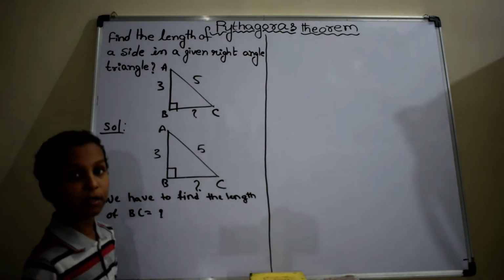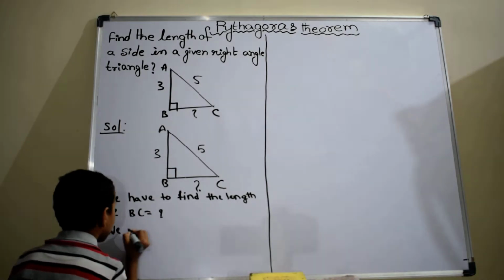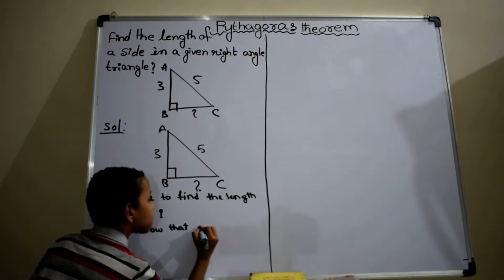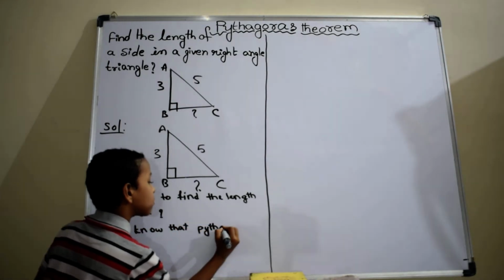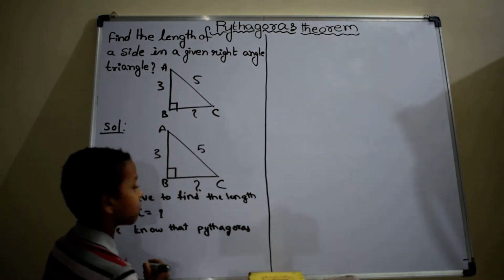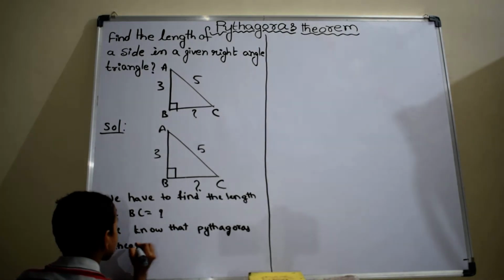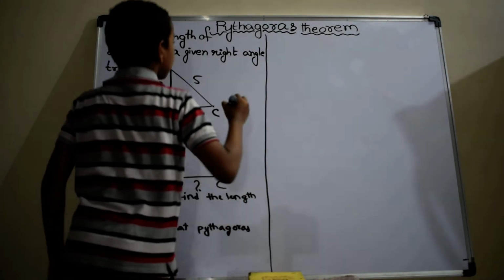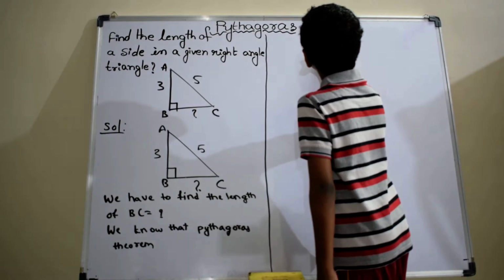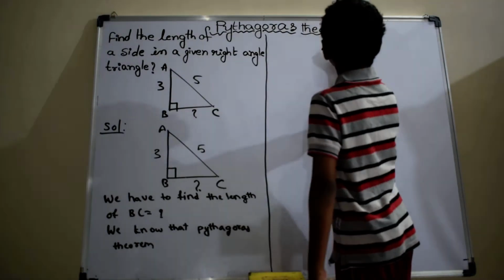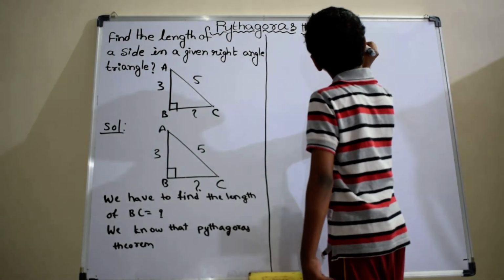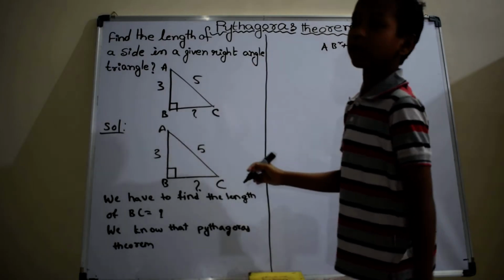We know the Pythagoras theorem. AB square plus BC square equals AC square.